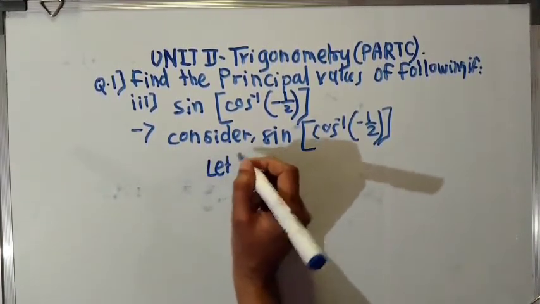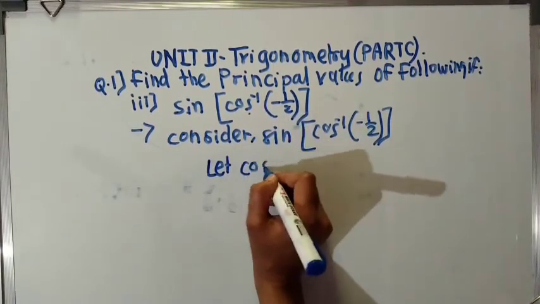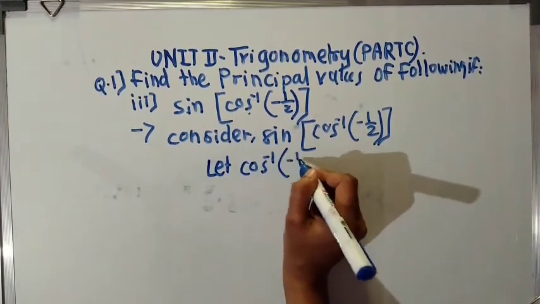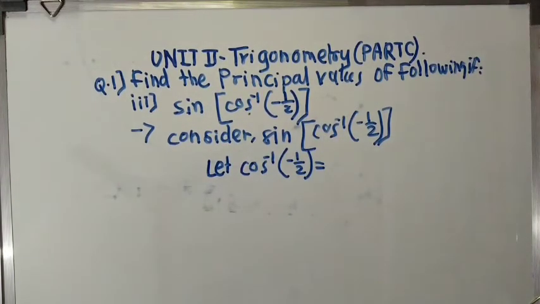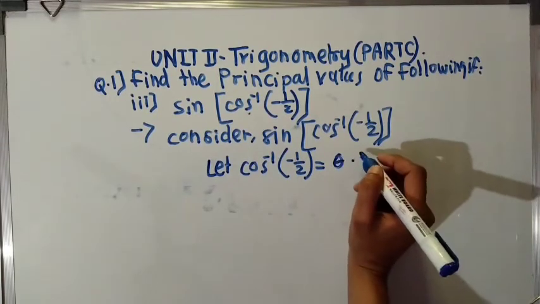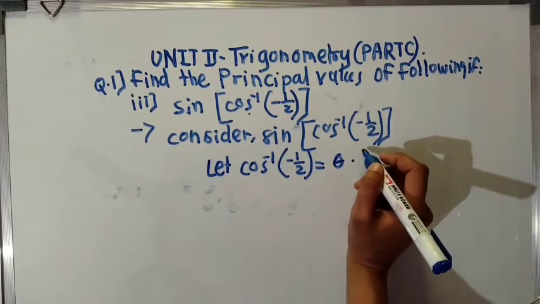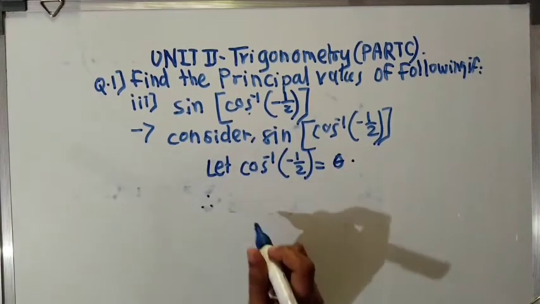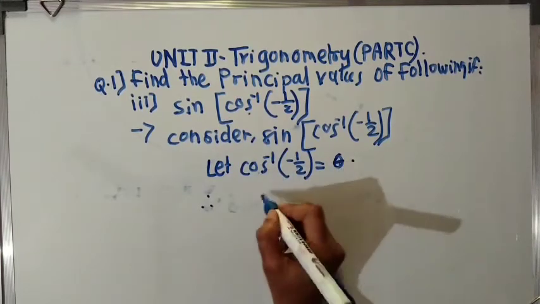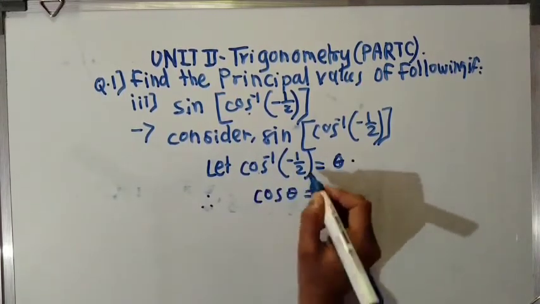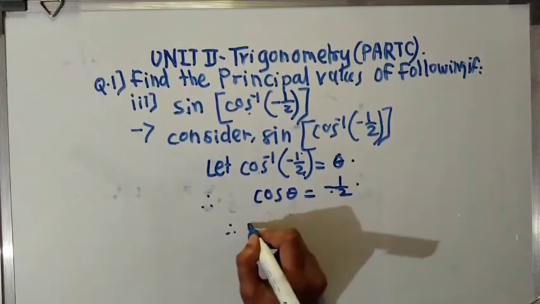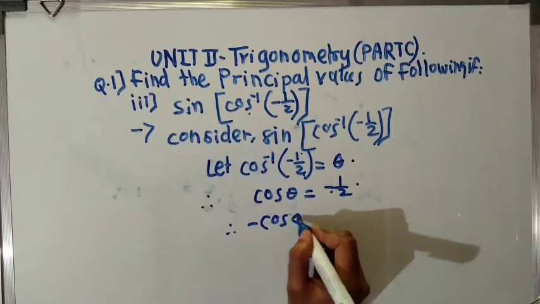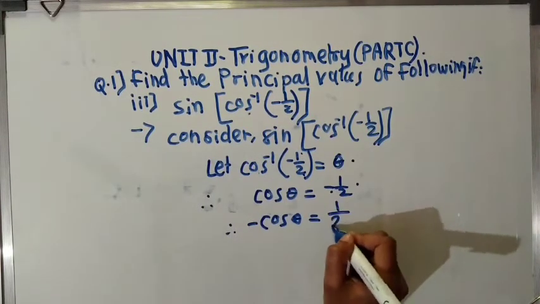Let cos inverse of -1/2 be equal to theta. Hence, by the definition of inverse function, cos theta is equal to -1/2. Hence, minus cos theta is equal to 1/2.